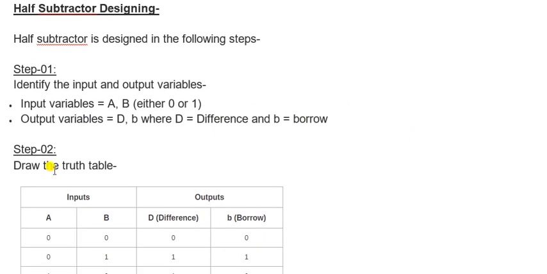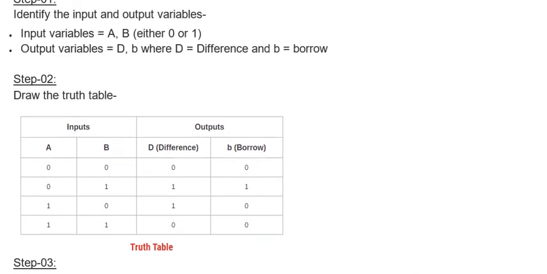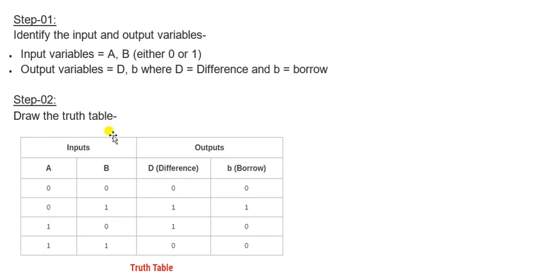Step number 2, draw the truth table. In this truth table we have input column and output column. In input column we are having the input variables A and B, whereas in output column we have output variables capital D and small b. For two input variables, total 4 combinations are possible: 0 0, 0 1, 1 0 and 1 1.